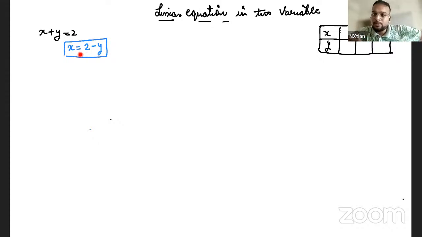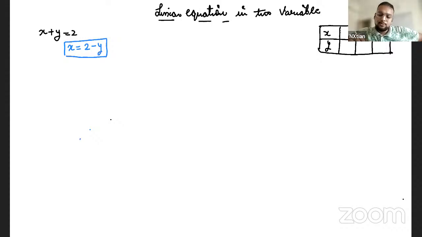Now, what is right hand side, Joshua? The equals to right is the right hand side. The equals to left is the left hand side. Because the y is at the right hand side, you can take any number: 0, 1, 2, 3, 4, 5, 6, any number you can take.